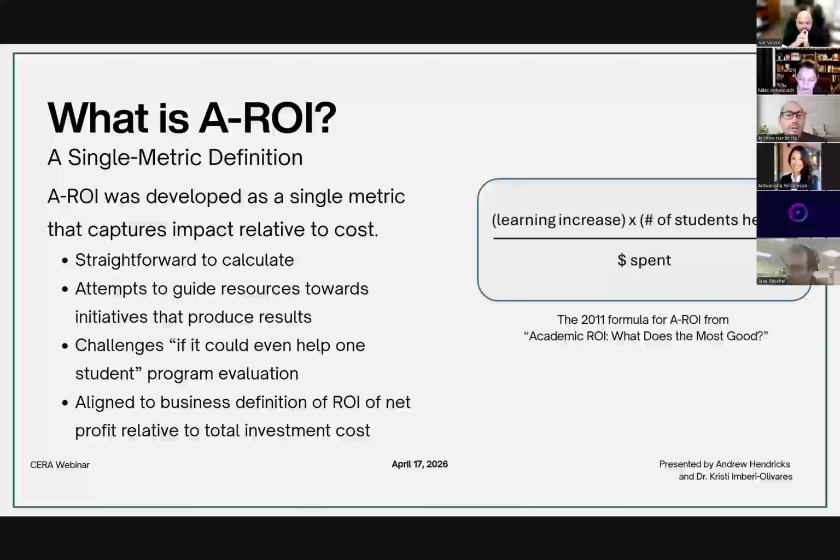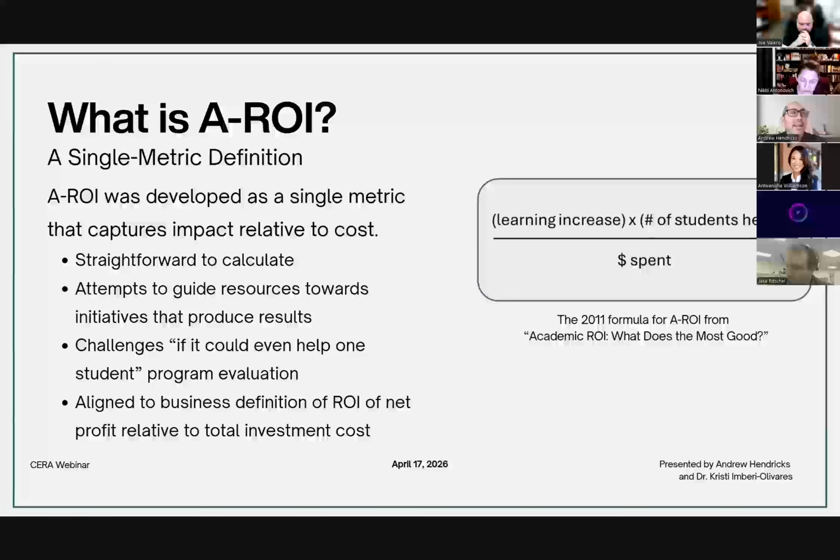So the earliest reference to academic return on investment, or AROI, that we've been able to find is in a 2011 piece, an article called Academic ROI, What Does the Most Good? This is written by Nate Levinson, who at the time was the superintendent of a school district. He was also an MBA.